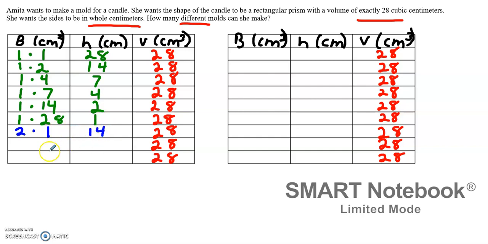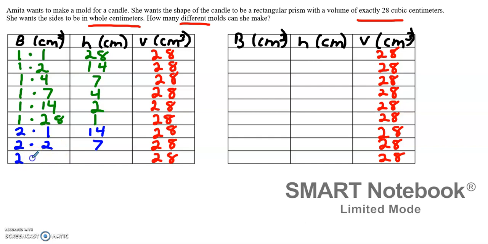So now I'm going to keep on with this 2 here. I'm going to keep a 2, and I'm going to increase this one by 1. Well, if I make this a 2, I know 2 times 2 is going to give me 4. And I know 4 times 7 gives me 28, so I can use that. So I'm going to write the 2, and then I'm going to write the 7. Then I start off with 3. Well, 2 times 3 is 6. 6 times a number does not give me 28. I do the same thing for 4, 5, and 6, and realize none of them work.